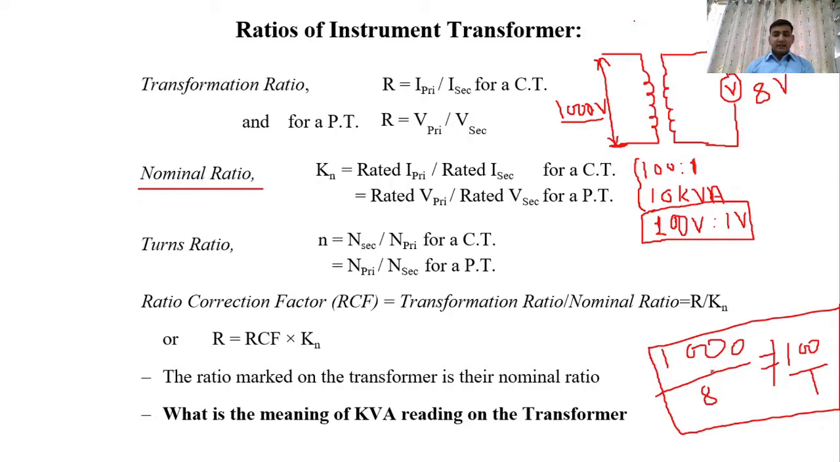Okay, where in case of ideal transformers, transformer ratio and nominal ratio are equal. TR is equal to NR in case of ideal transformers. Okay.